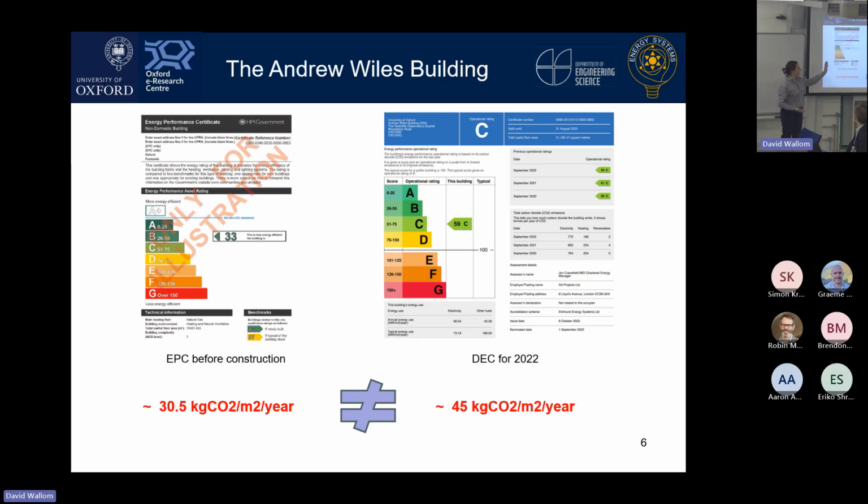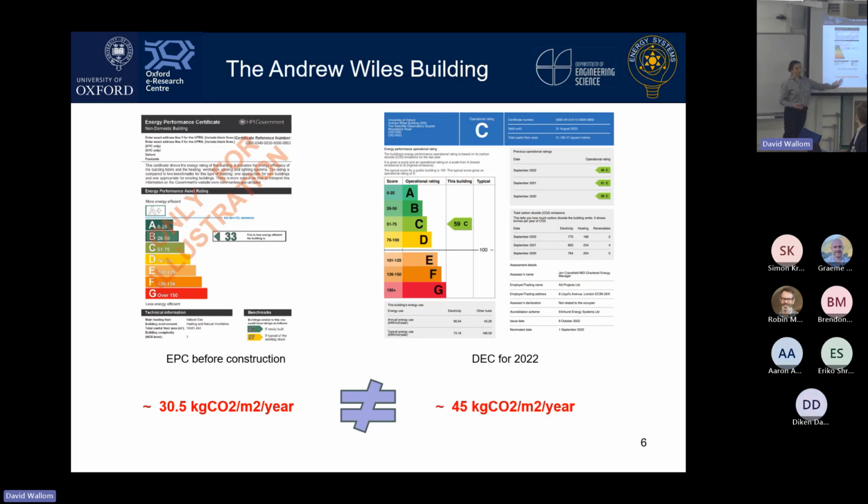And the display energy certificate from 2022, so this is a mandatory certificate that every building needs to have renewed every year, and it's based on the actual energy consumption of the building from the year before. Again, back of the envelope calculation leads to roughly 45 kilograms of CO2 per meter squared per year. So emissions, again, solely associated to the energy consumption of the building. So you see a difference between these two numbers. This is the energy performance gaps that I was referring to. Right now the building is roughly consuming 30% more energy than what was initially planned.